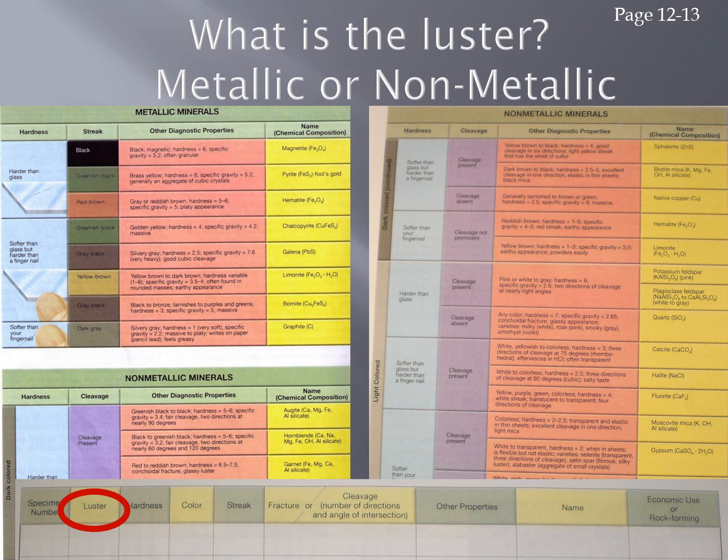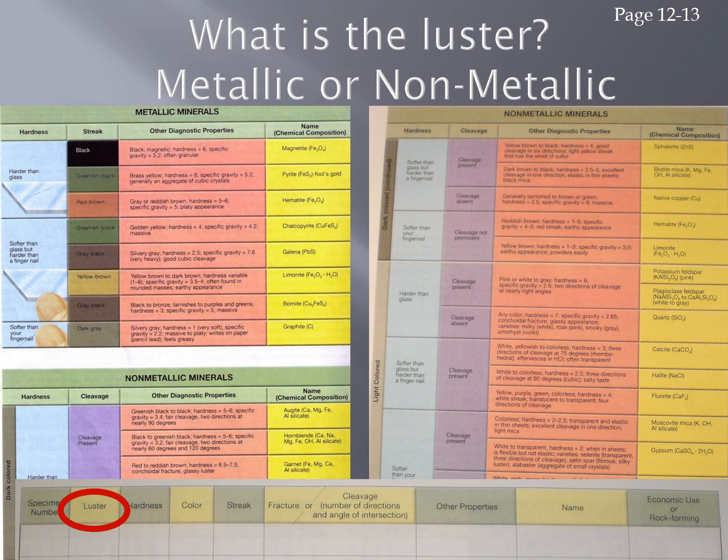First, we want to look at luster. What does that mineral look like? So we'll work our way from left to right. We start off with the specimen number and we initially look at luster. What does the mineral look like? Is it glassy? Is it metallic? Is it non-metallic? So the first category is metallic versus non-metallic.